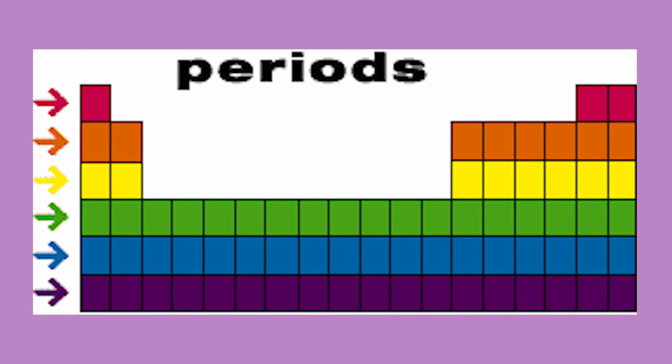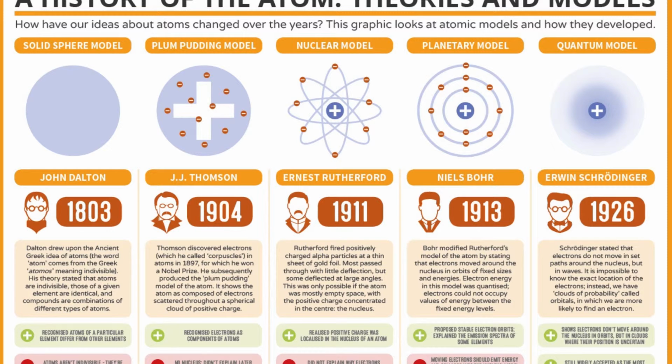Valence electrons are related to the periodic table in the sense that they determine where certain elements are placed. They also relate to the positions of the elements in terms of the groups and the periods. Let's move to some history.